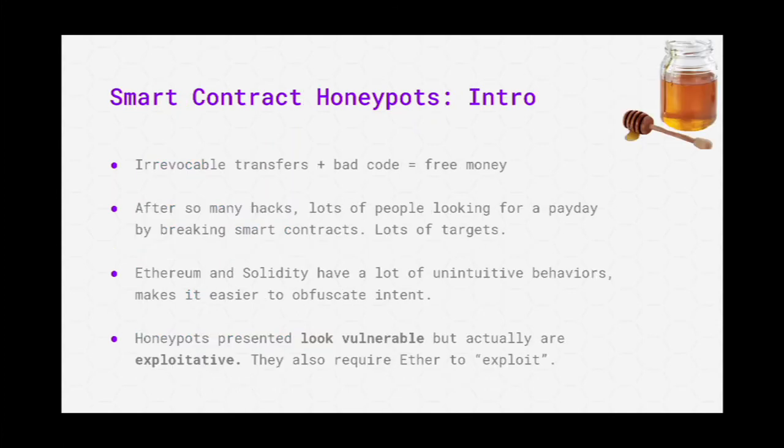So, smart contract honeypots. The reason this is popular is you've got a ton of bad code and you can send money that cannot be transferred back. You have no recourse once it's stolen. So a lot of people think that's free money. After all these hacks with huge dollar amounts, lots of people started looking to exploit these contracts.